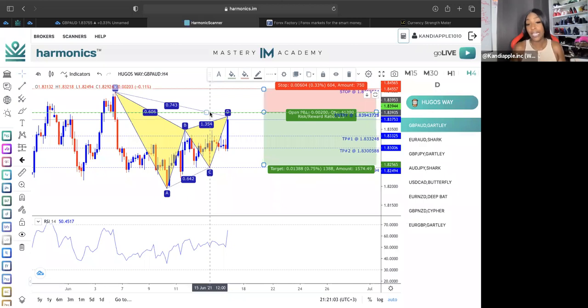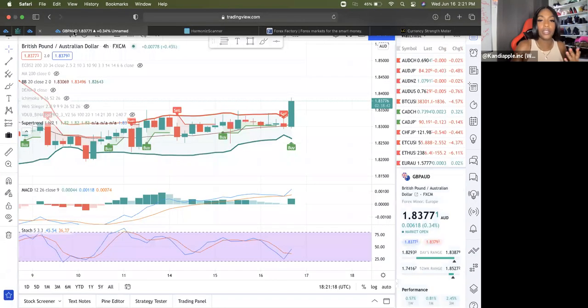Because what if you don't feel like it's going to hit its TP3? What if you're like, you know what, I'm going to move this back up. I'm going to take my TP2, either or whatever. You need to see what's going on in your trade. So now that we're here, we need to go over to TradingView. So let's go over here.